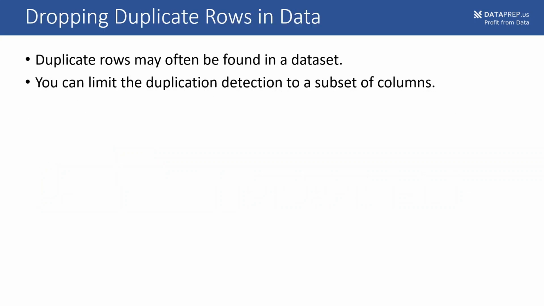Very often, our data will have duplicate information. So you may need to drop any duplicate rows that exist in your data in order to clean it up. And in fact, you can also limit the duplication to a subset of the columns. And what does that mean? Let's have a look at an example.